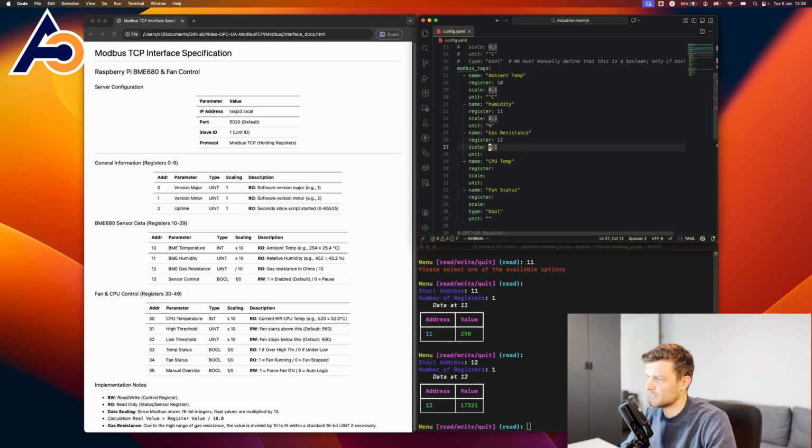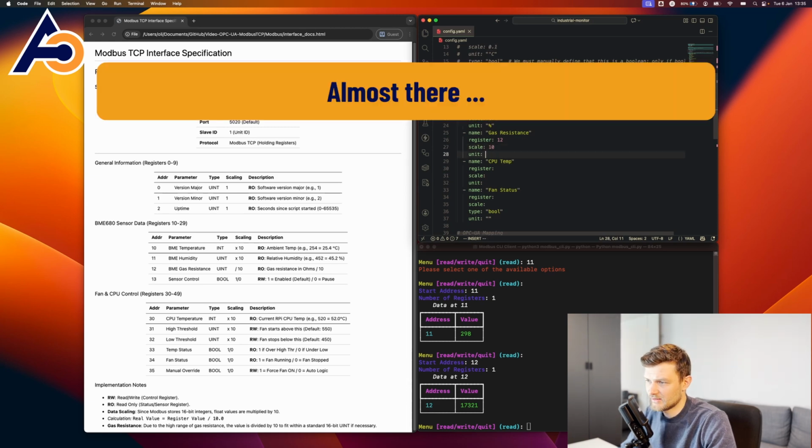Next one is the CPU temperature. CPU temperature is now part of the fan CPU control, and we can see it's apparently 30. So for not having to do all of them singly, we will put all of them together. Let's start with 30, and the next 5. Okay, we have 5 values.